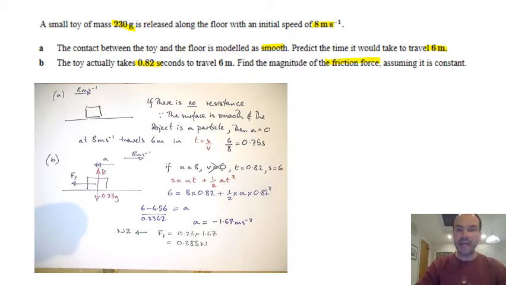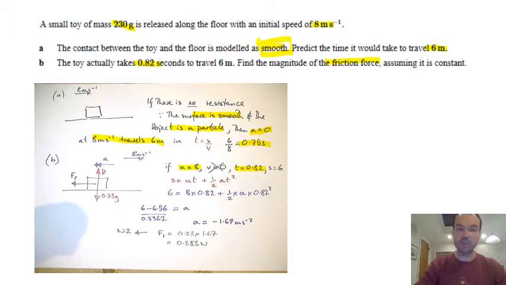Right, how do I do this one? Okay, if we've used the word smooth, that implies not just a little bit smooth, absolutely smooth. Smooth implies no friction. The fact that we're going to model it as a particle will imply no air resistance. Surface is smooth, no friction. Object is a particle, no air resistance. No resistive forces, no acceleration. So 8 meters a second, traveling 6 meters in 0.75 seconds. So there's some assumptions in the first bit. It actually takes 0.82 seconds to travel the 6 meters.